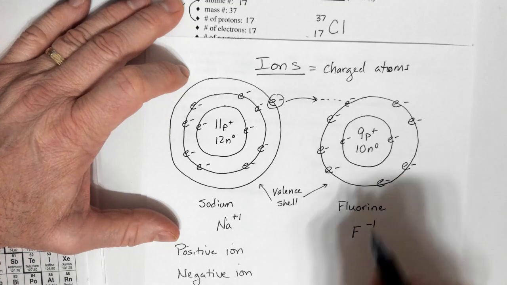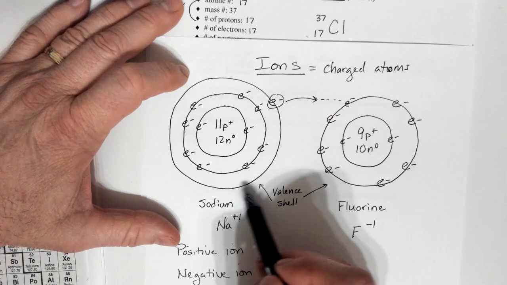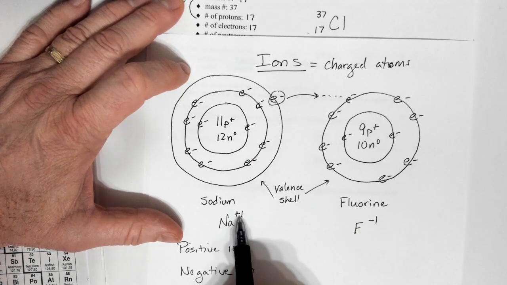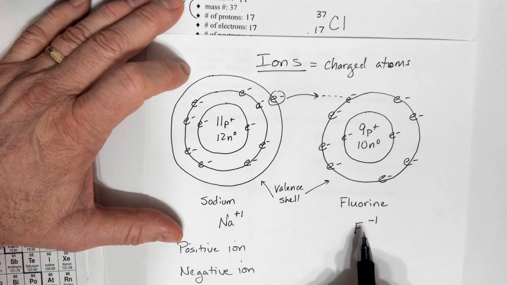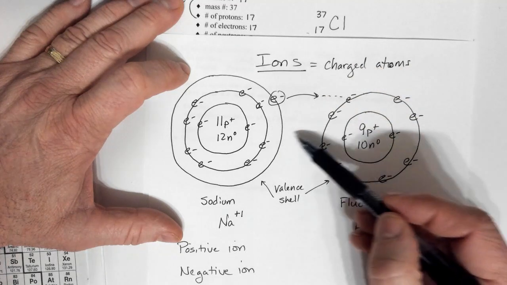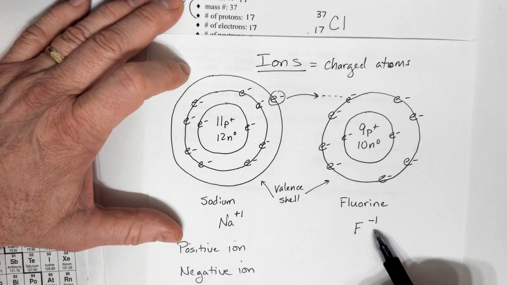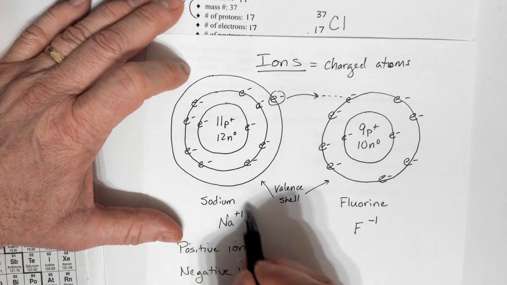So the fluorine would be minus 1. Okay? And they can gain up to 2 or 3 or 4 electrons. They can even give away 2 or 3 or 4. So these numbers can change, based on how many electrons they have either lost or gained. Okay? So an ion is a charged atom that has changed the electrons in its valence shell. The number of electrons it changes is the size of the number of the charge in the upper right-hand corner.